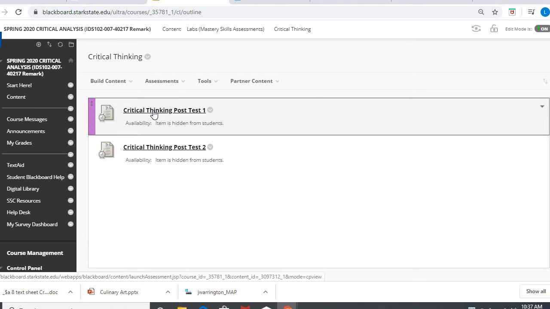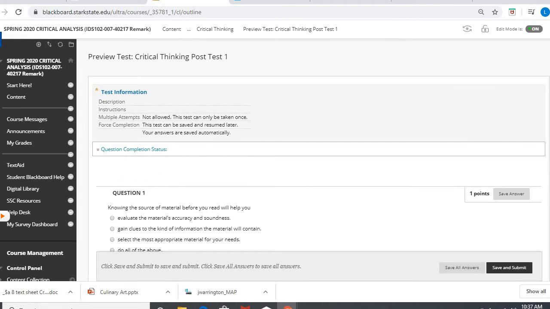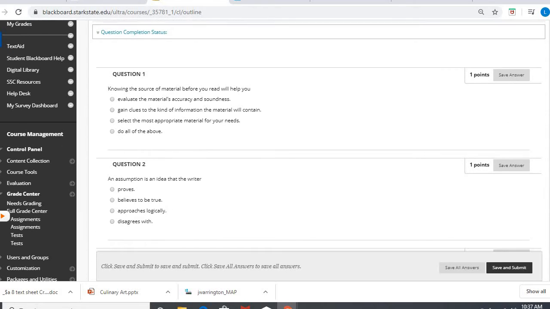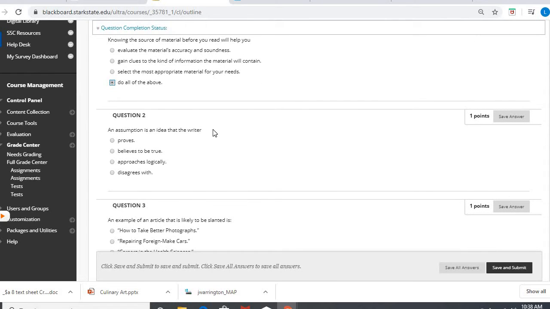So I'm going to do post-test 1 because it goes through some of these concepts and ideas, and I like to review those with you. Question number 1, knowing the source of material before you read will help you do what? Evaluate the accuracy and soundness, gain clues to the kind of material that it'll contain, select the most appropriate materials for your needs, or all of the above, and it's all of the above. Knowing where your material came from, like who wrote it, their background, is going to help you with all of these things.